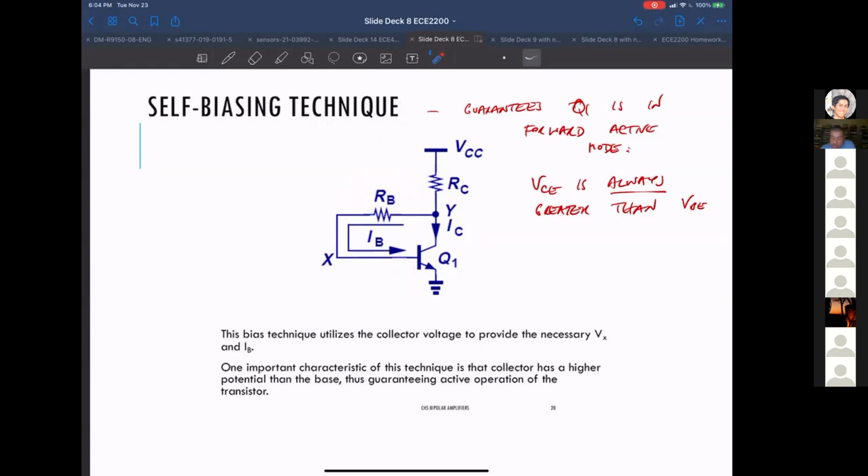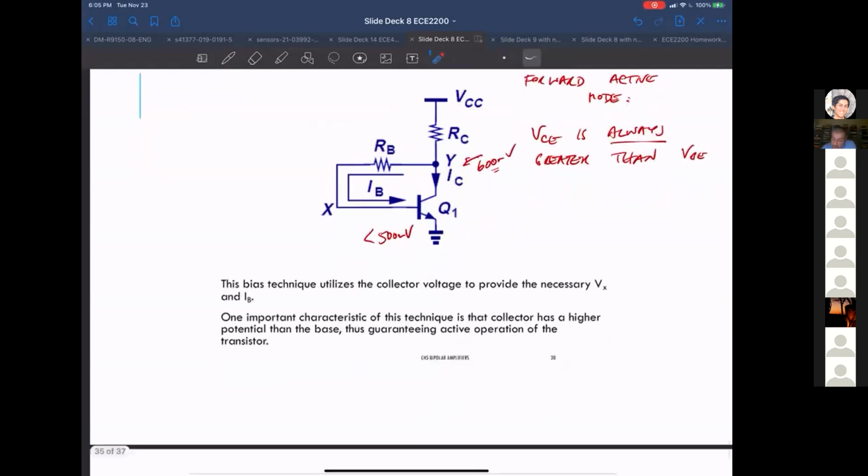Because if this guy is at, say, 600 millivolts for whatever reason, then you could get into a situation where it drops to less than 500 millivolts or so. And you just end up having very little current through this device. So you've got to be a little bit careful, but it works pretty good.